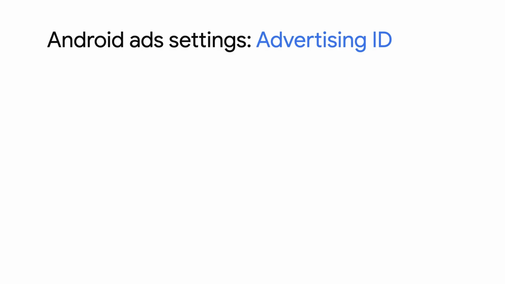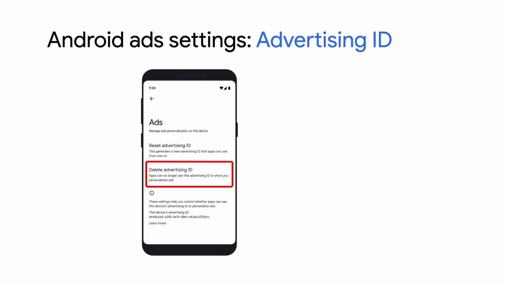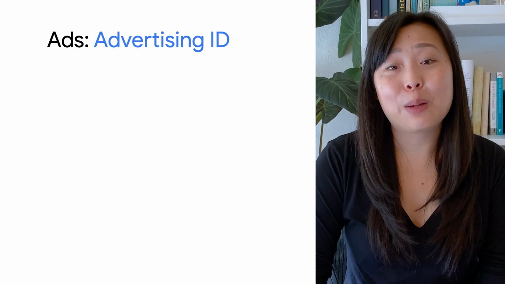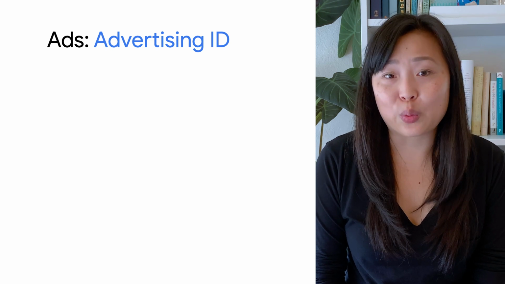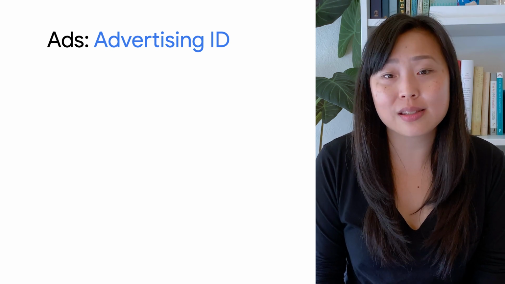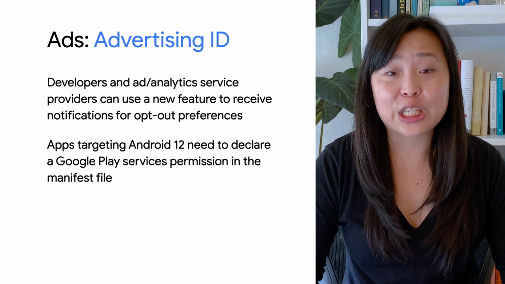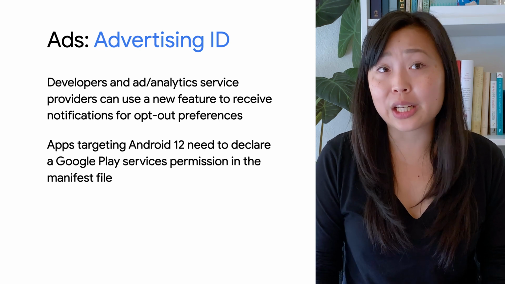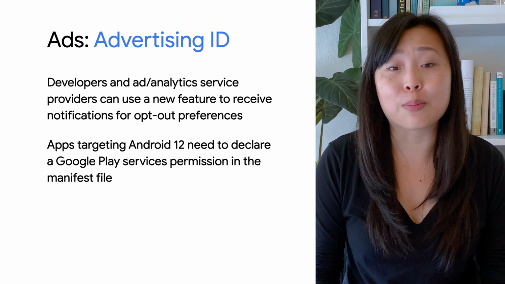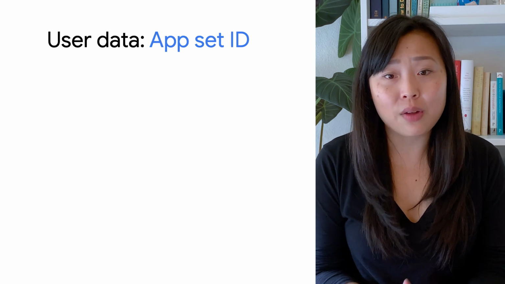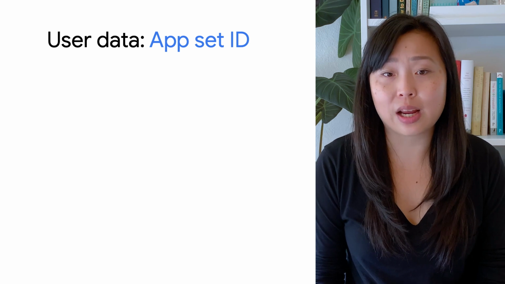With our Android S rollout later this year, we're updating what the Android's ads settings page will look like, where users can choose to delete their advertising ID. If they'd like, they can always request a new advertising ID in the future. To help developers and ad and analytics service providers with compliance efforts and to respect user choice, they will be able to receive notifications for opt-out preferences. Additionally, apps targeting Android 12 will need to declare a Google Play Services permission in the manifest file in order to use Ad ID. We've heard that some developers use Ad ID for essential use cases such as analytics or fraud prevention.